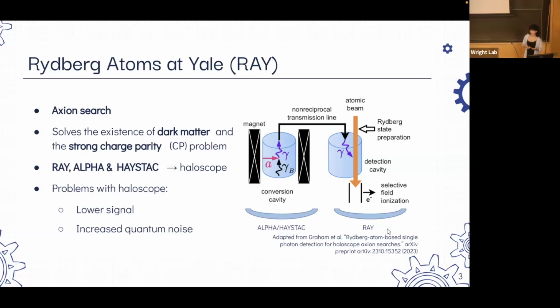However, a major challenge when searching for axions at masses this high in haloscope experiments is that the time it takes becomes increasingly long due to the lower signal and increased quantum noise.